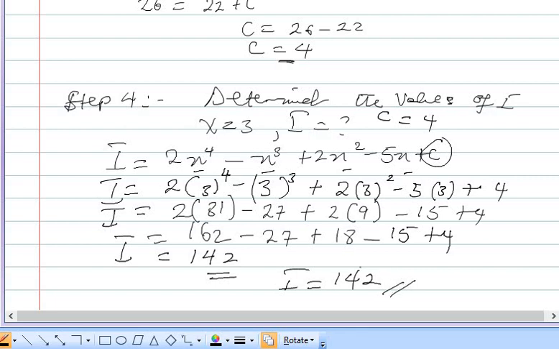Remember, step 1 is to just perform the integration. Step 2, express the function in nested form. Step 3, evaluate the constant of the integration. And then lastly, step 4 is to determine the value of I when x is already given. So this is the basic of integration.